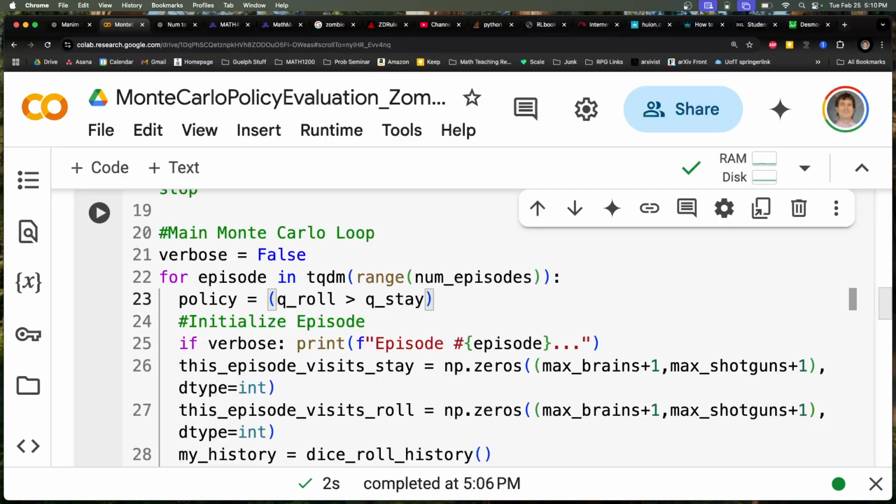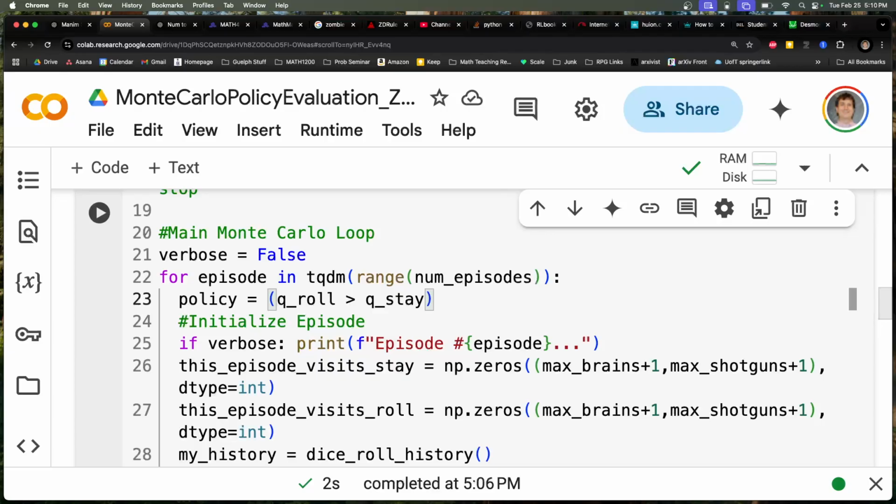If rolling is bigger than staying, then this is a true, and so the policy will be a 1, and we will roll again. If rolling is not bigger than staying, then it'll be a 0, and we will choose to stay. Right now, this is going to make trues and falses in the policy, which I guess is fine. So I'm going to run it. Does anyone have a guess of what will happen in this policy?